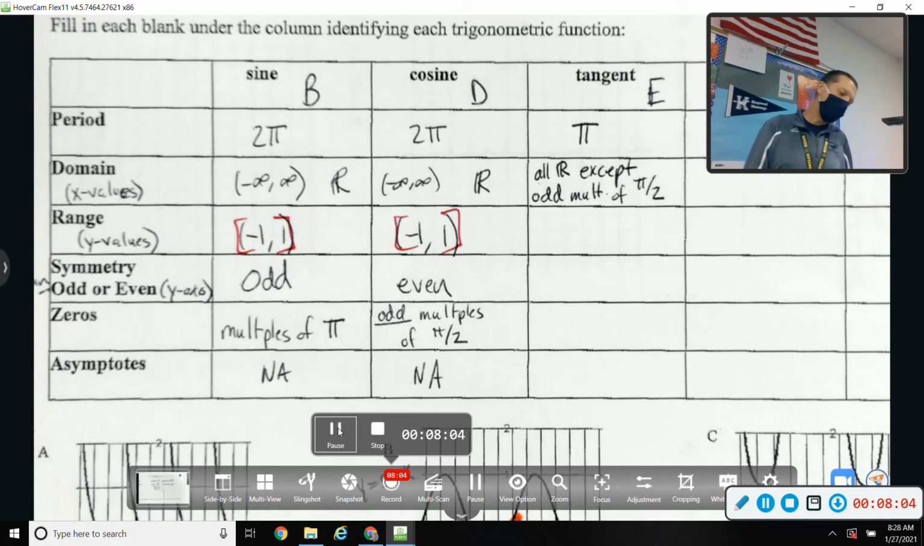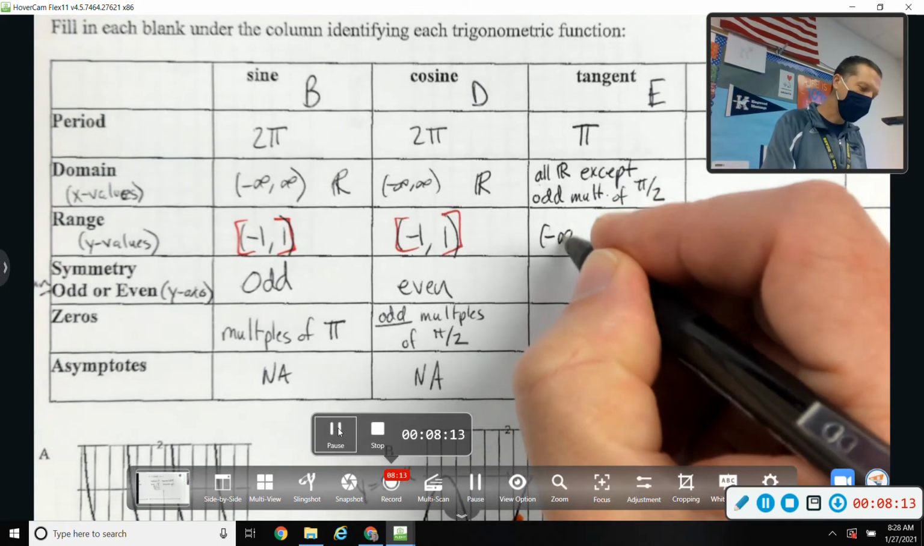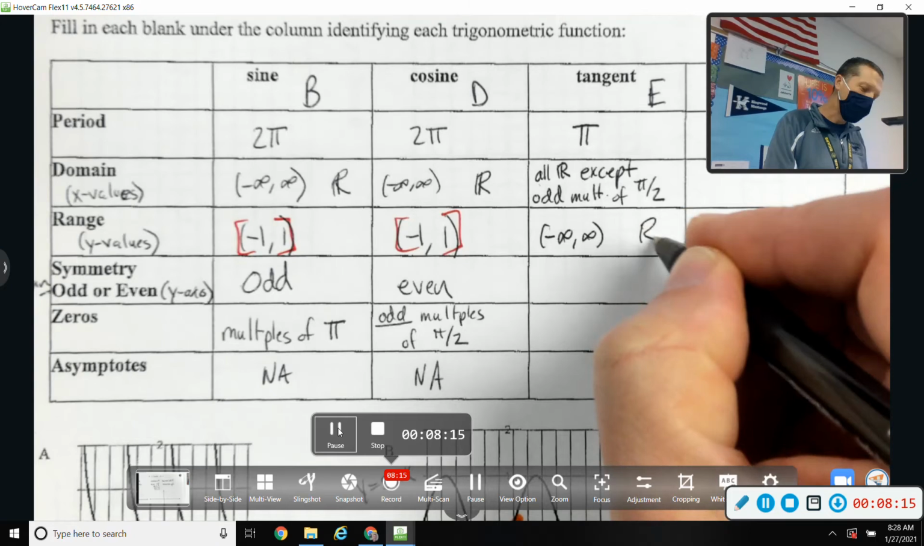All right, how about the range? That was a good one. All real numbers, negative infinity to positive infinity, because it goes forever up and forever down.